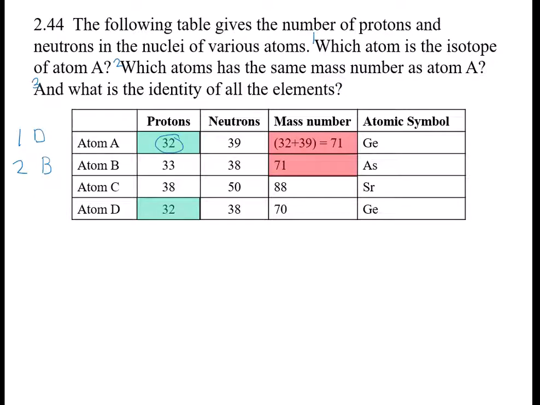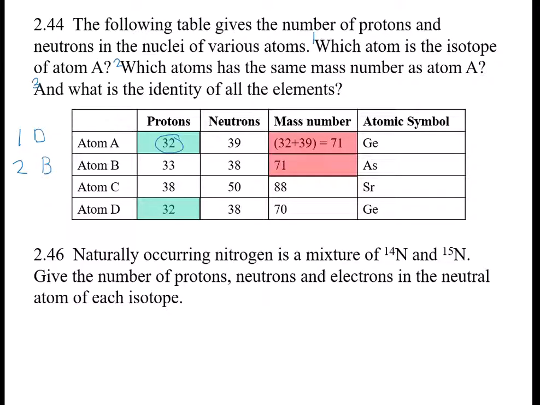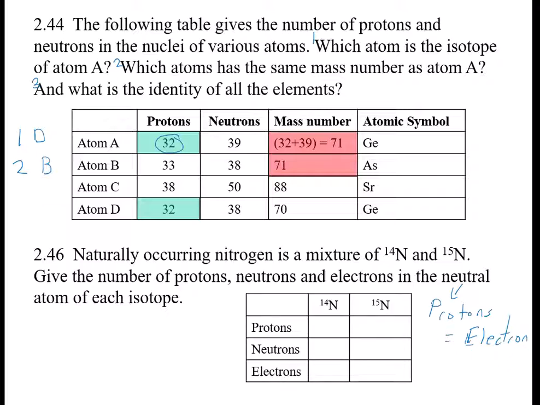Number 46 says nitrogen has a mixture of nitrogen 14 and nitrogen 15. It wants the protons, neutrons, and electrons of the neutral atom, meaning neutral means that the number of protons and the number of electrons are equal. So protons equal electrons. I started to write neutrons. Okay, so the protons equal the electrons. And here's my table.